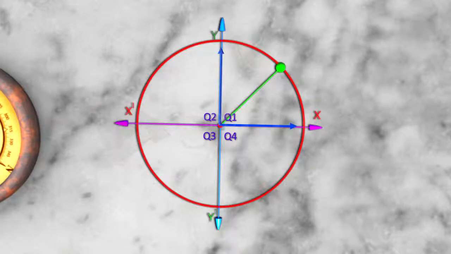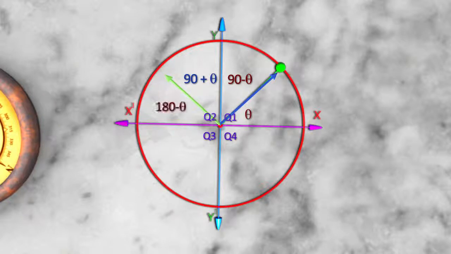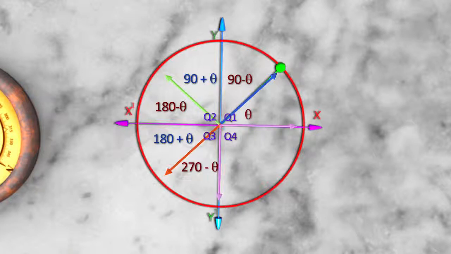Let us see. In the first quadrant, the possible angles are theta and 90 degrees minus theta. In the second quadrant, the possible angles are 90 degrees plus theta and 180 degrees minus theta. In the third quadrant, the possible angles are 180 degrees plus theta and 270 degrees minus theta. In the fourth quadrant, the possible angles are 270 degrees plus theta and 360 degrees minus theta.